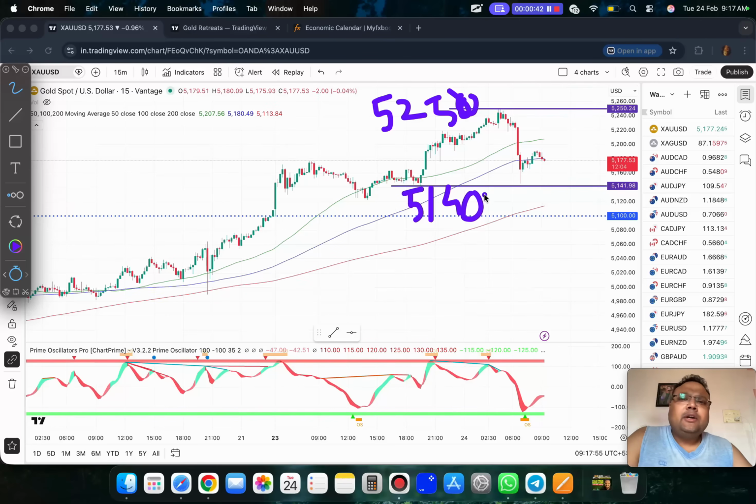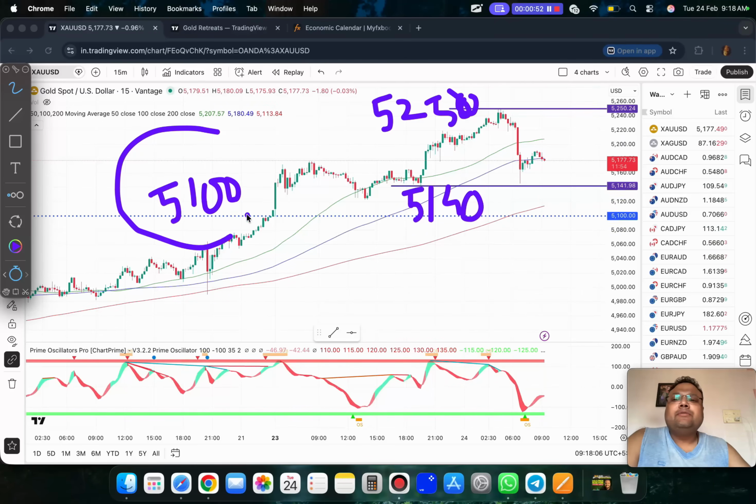If you look at the overall chart, there is no doubt the market is bullish. If you have any ongoing buy, you can hold your buy position as long as gold is trading above 5100. If you're a swing trader with a buy position on gold, you can put your stop below 5100 and continue to hold, because as long as the market is trading over 5100, the market sentiment is more or less bullish.